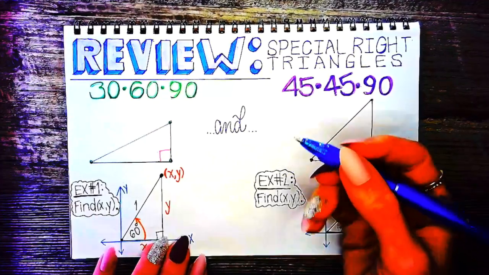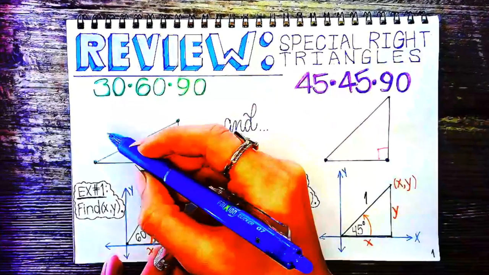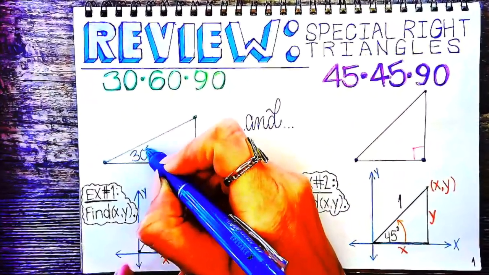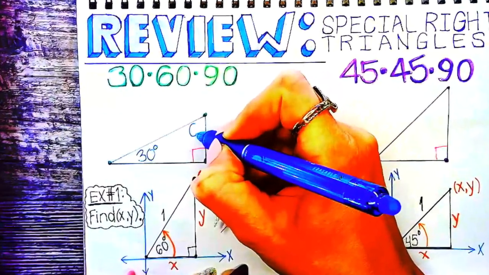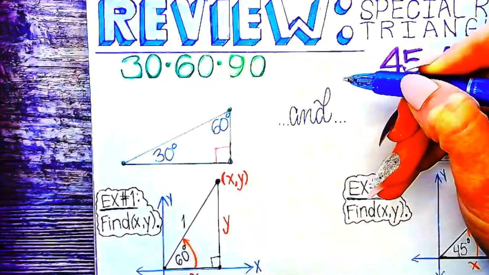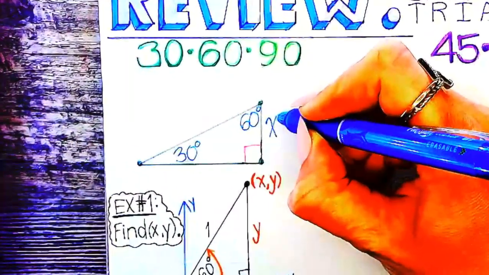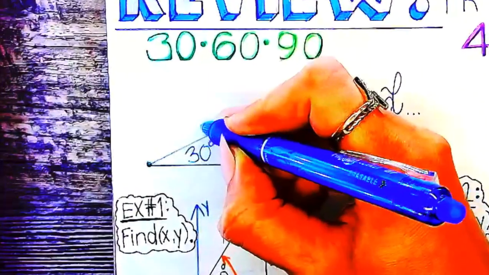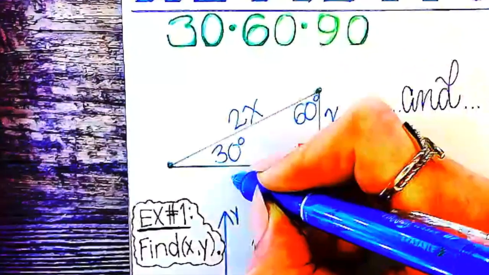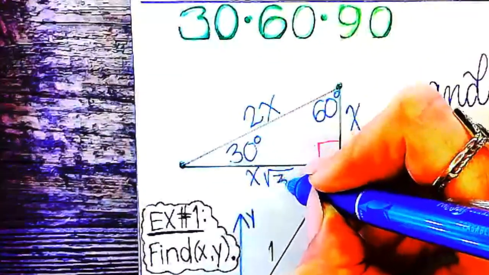We're going to start this review by labeling a 30-60-90 special right triangle. The 30-degree angle is the smallest angle in the bottom left corner, so I'm just going to go ahead and label that corner. That leaves 60 degrees for the top right. We're just going to be recalling what we learned in geometry, and the shortest leg of the triangle will be labeled with an x. The hypotenuse will be labeled with a 2x, or double the length of x, and the longer leg is going to be x times the square root of 3.